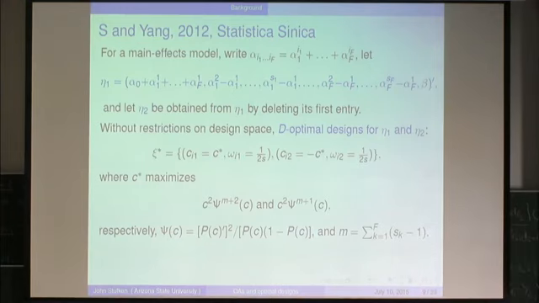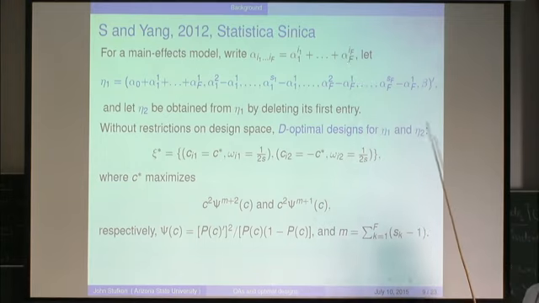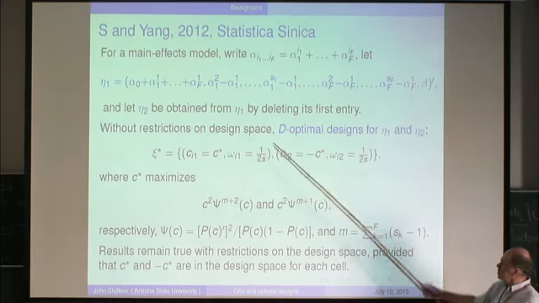But it's a large design if you have a large number of classes. Right? It has 2 design points in each class. And it's just a main effects model, so I don't have that many parameters. So I could hope maybe to get away with a smaller design than using 2 design points in each class. So this was with no restriction on the design space.